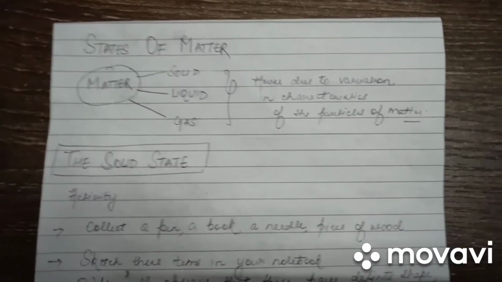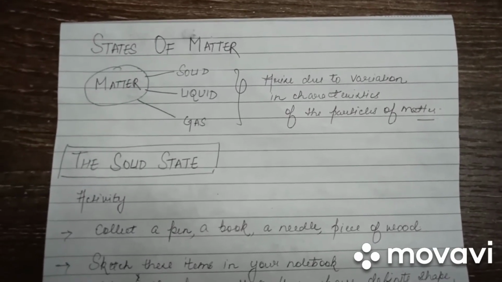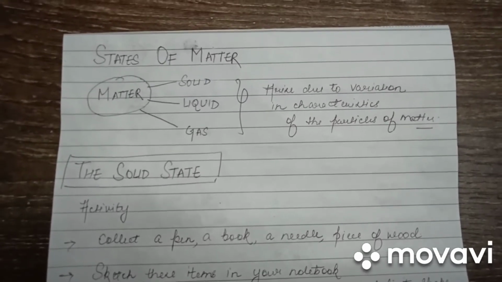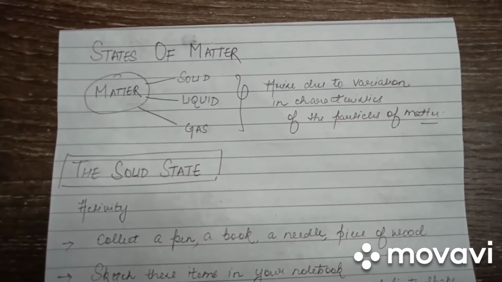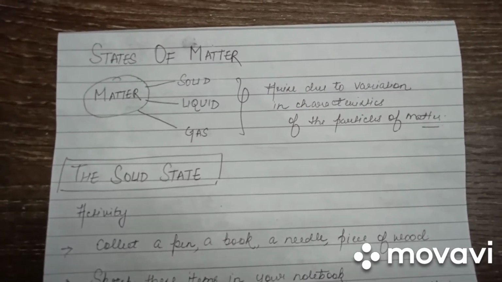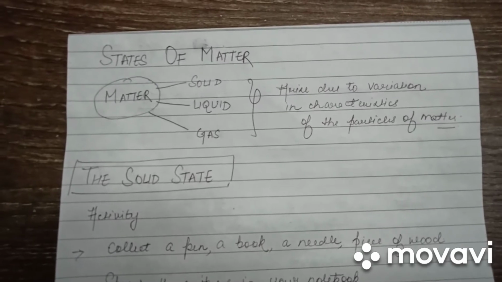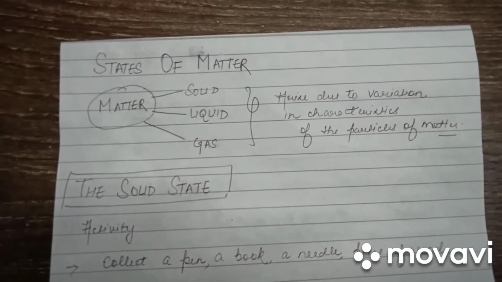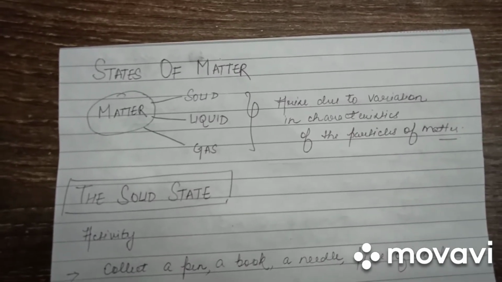Moving ahead in our topic, now we shall discuss the three states of matter: solid, liquid, and gas. This arises due to variation in characteristics of the particles of matter. Characteristics like we discussed, the forces of attraction which exist between particles, how closely they are packed, and so on. We shall be discussing all of these one by one throughout our course.